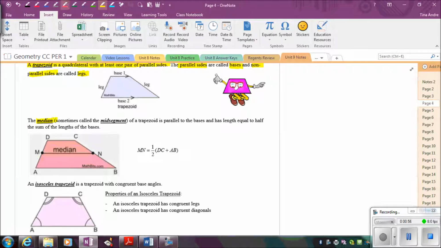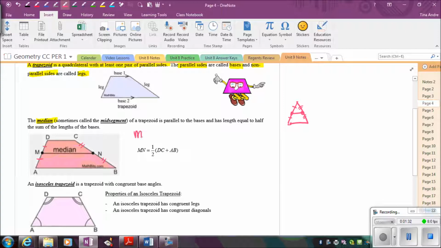So the median of a trapezoid is similar to the mid-segment of a triangle. If you remember, a mid-segment of a triangle looks like this, where you connect the two midpoints. And a mid-segment of a triangle is always half the length of the opposite side, and it's parallel to the opposite side. For a trapezoid, the median is serving as that same type of segment. Sometimes it's called the mid-segment. But it has to connect the midpoints. So M is a midpoint and N is a midpoint, meaning those parts are equal.